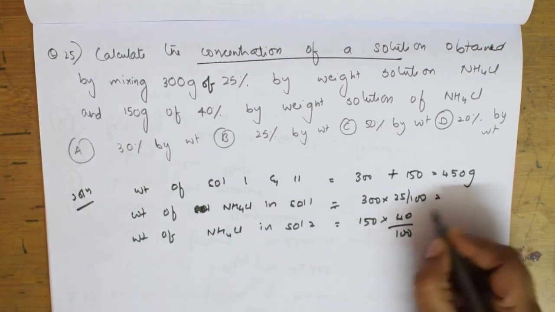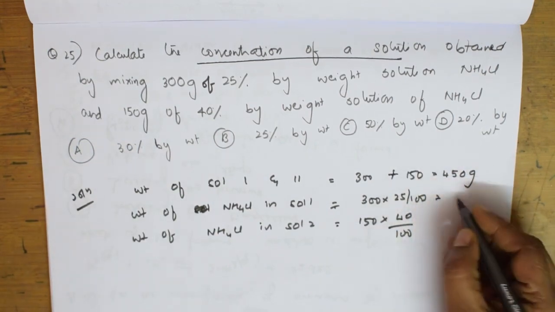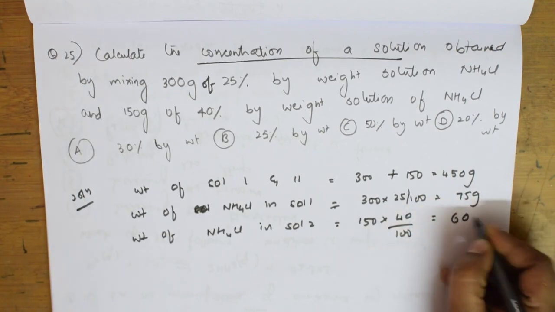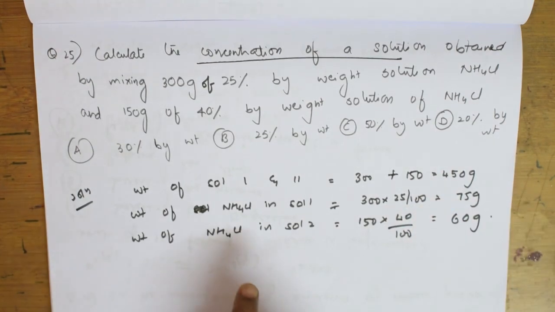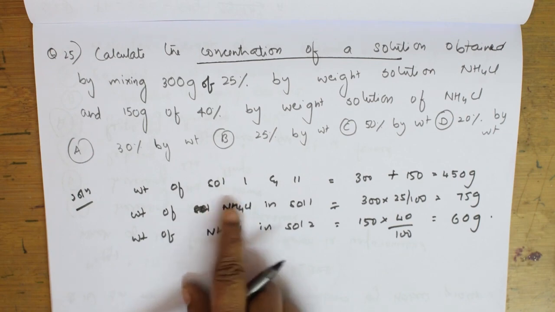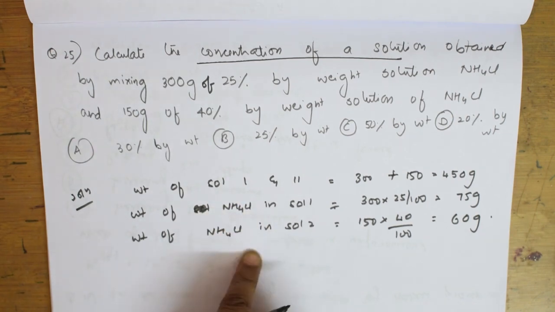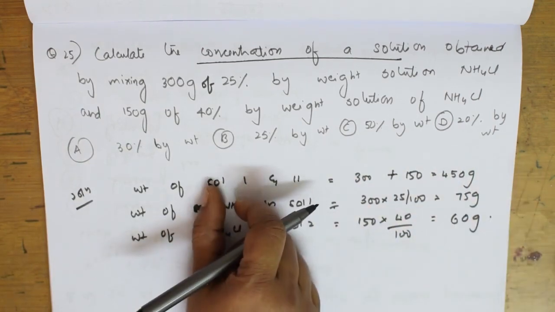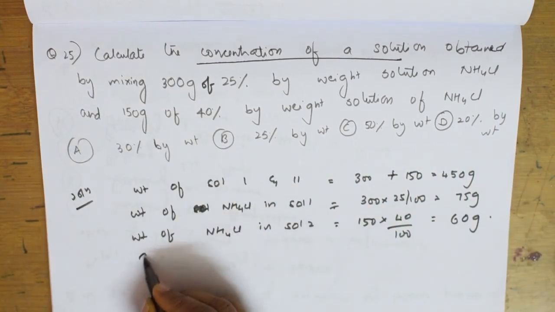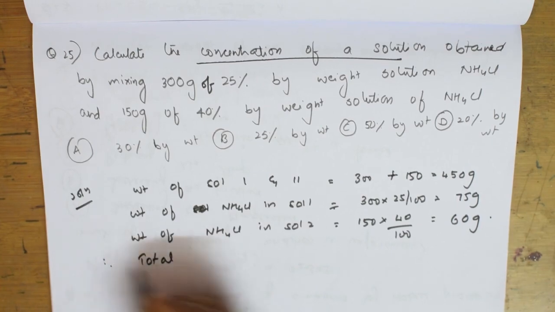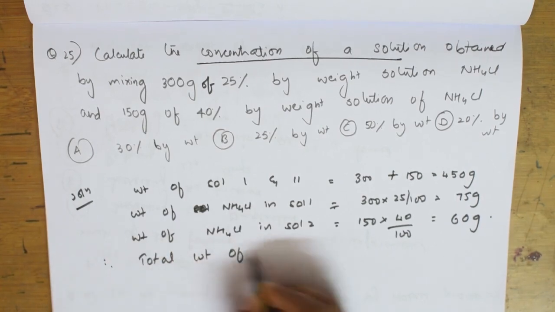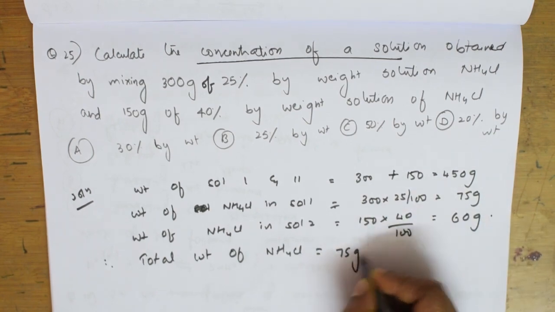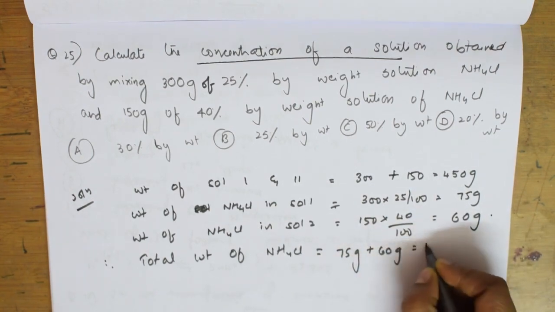So when I solve this, how much do I get? This comes to 75 grams. When I take this, this comes to 60 grams. Now this is the weight of the solution; individually we have calculated according to the percentage. Now total weight of ammonium chloride, because this is solution part, this is ammonium chloride, so let us write total. Therefore total weight of ammonium chloride, how much do we get? 75 grams plus 60 grams. How much is this coming to?